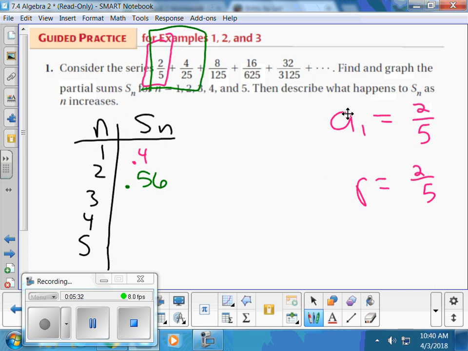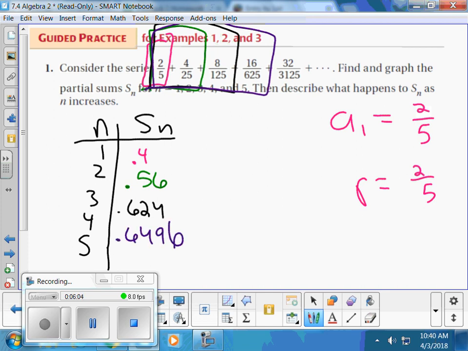Sum of the first three terms, that would be these three guys. Yeah, that's what I got. 0.624. Sum of the first four guys would be these four. You got 0.6496. And then sum of the first five, that's all the five that you see listed above.